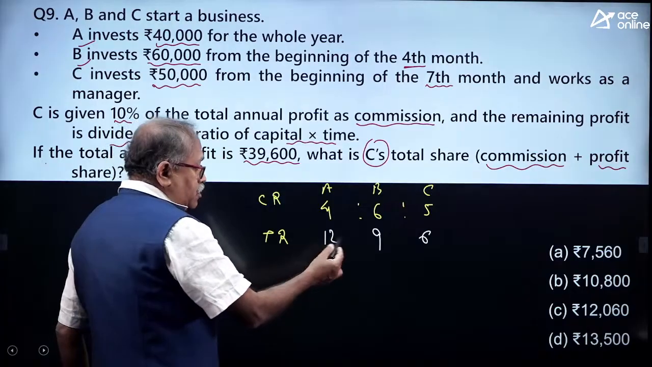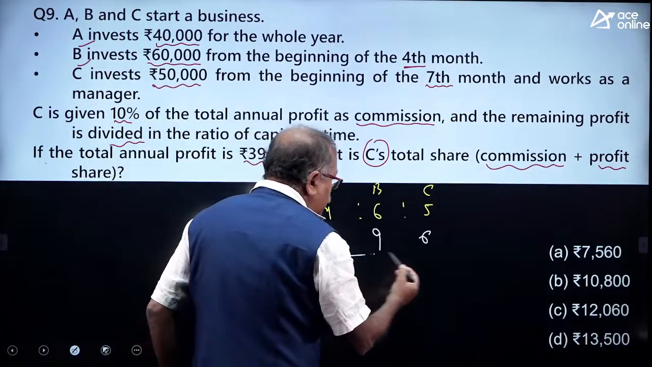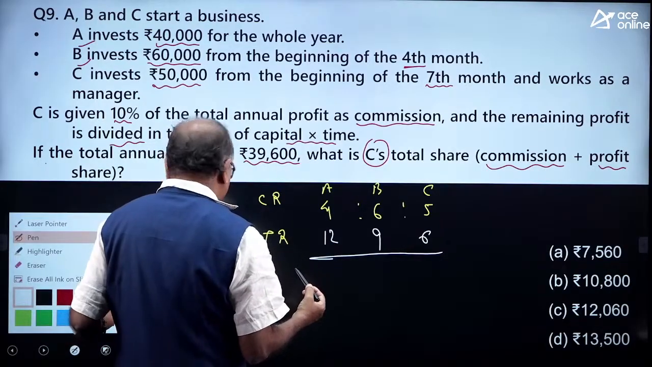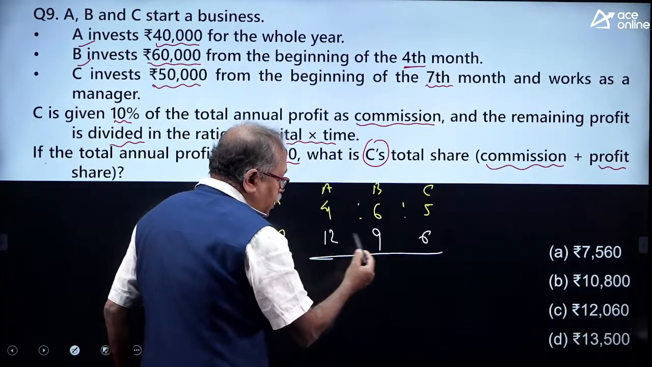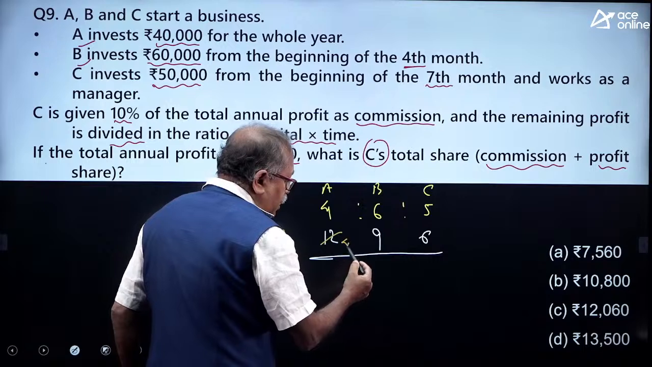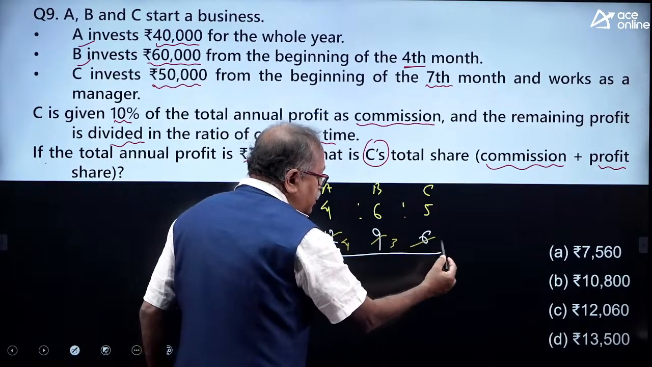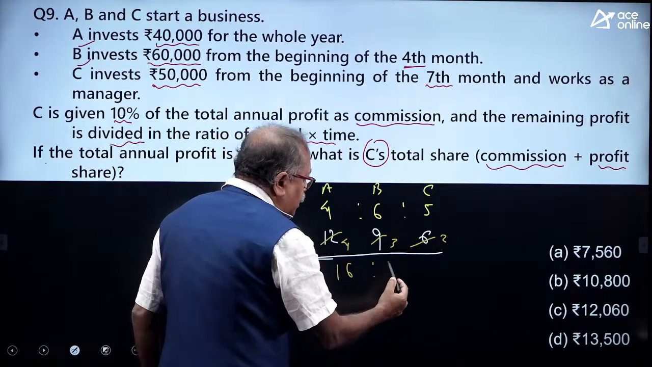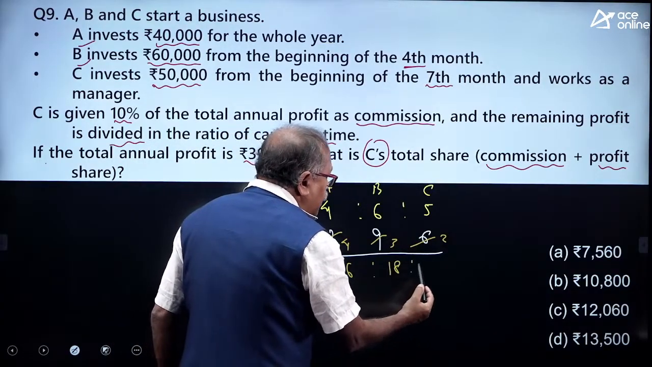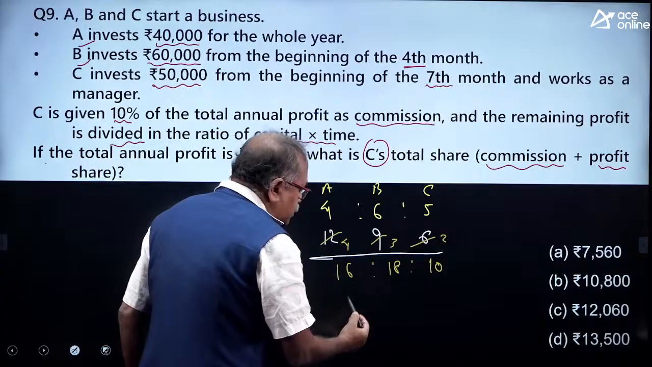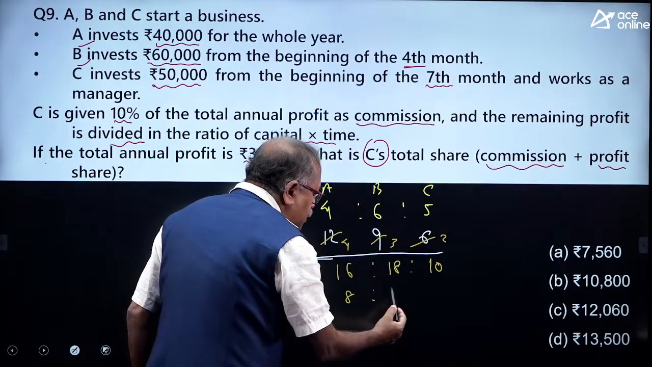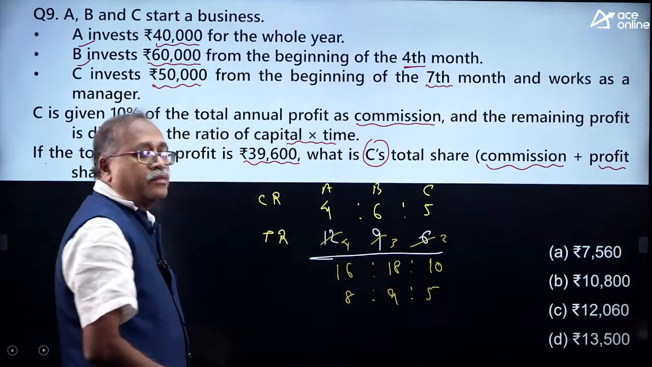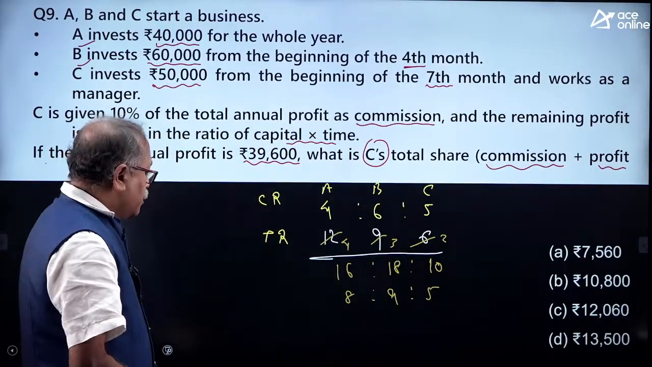So I notice that this gets cancelled. Later on I can cancel this, or if you want to work with smaller numbers, you can cancel this part, with 3 four times, with 3 three times, with 3 two times. Then 4 fours are 16, and 6 threes are 18, and this is 10. Further it gets cancelled, and this is 8 and 9 and 5. Is this okay?